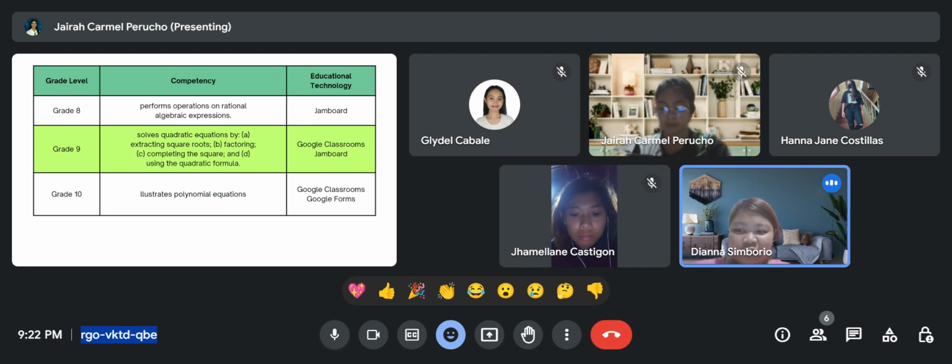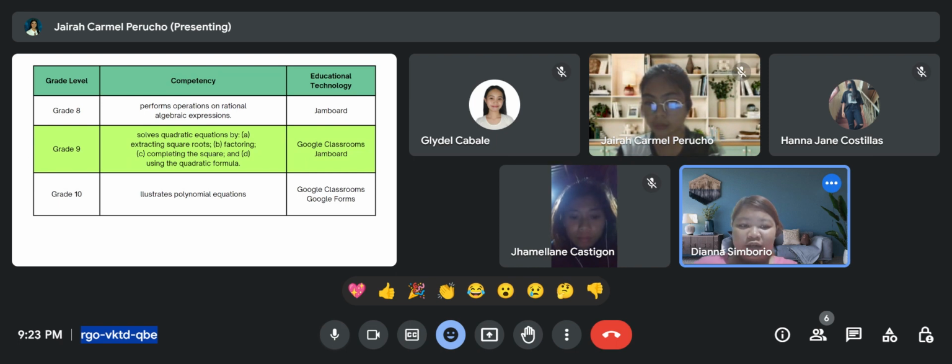And for the last grade level, we have grade 10. And again, we will use Google Classroom and Google Forms to illustrate polynomial equations. So we will use Google Classroom as our tool so that the students can participate also.